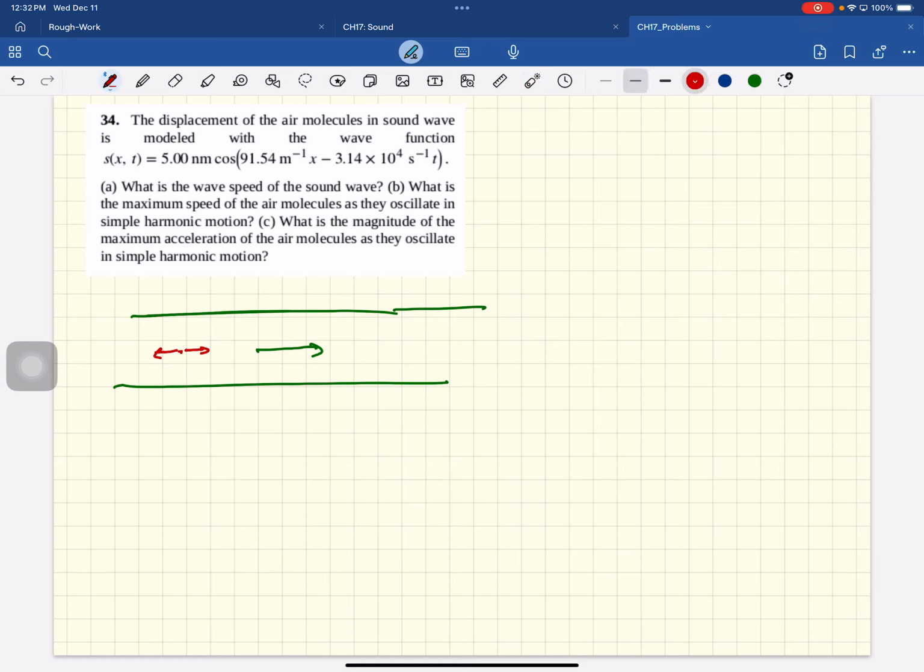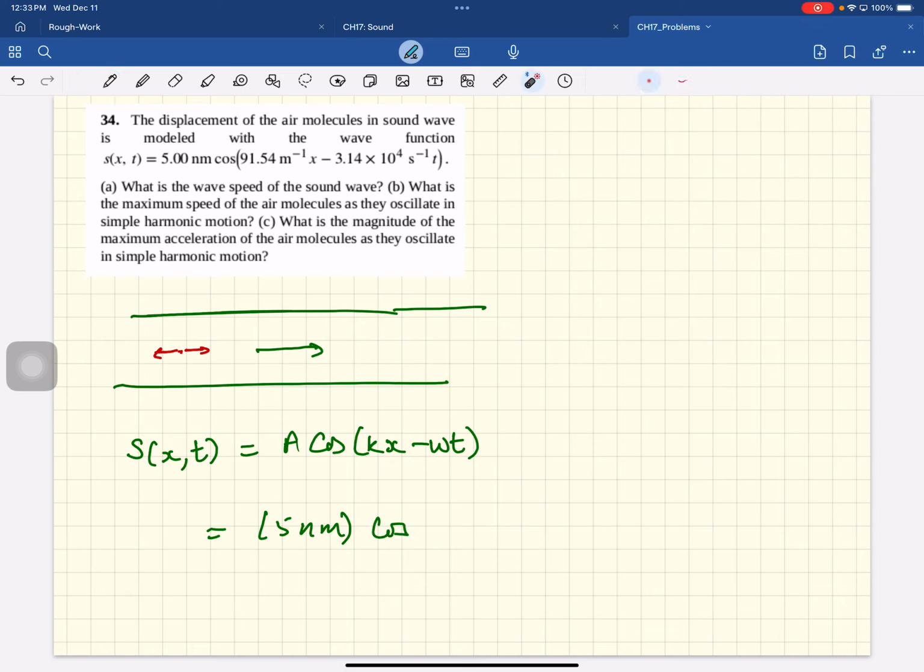Okay, that's actually a fairly intense sound. So again, s(x,t). Here's the standard form: a sine or cosine function, cosine of kx minus omega t. And for your function, this is 5 nanometer cosine. Now you remember that the argument of a cosine function is dimensionless. This has units of meters, so k will have units of inverse meters. This has units of seconds, so omega will have units of inverse seconds. This argument is dimensionless.